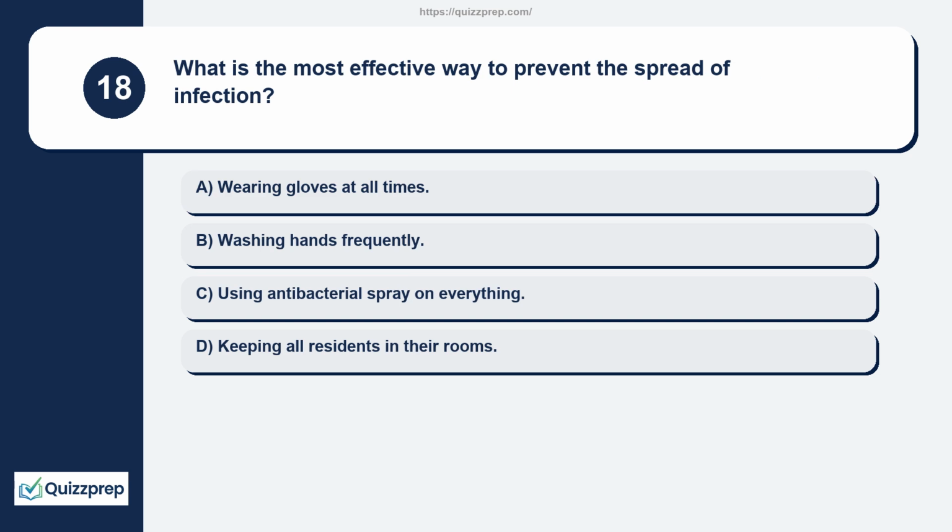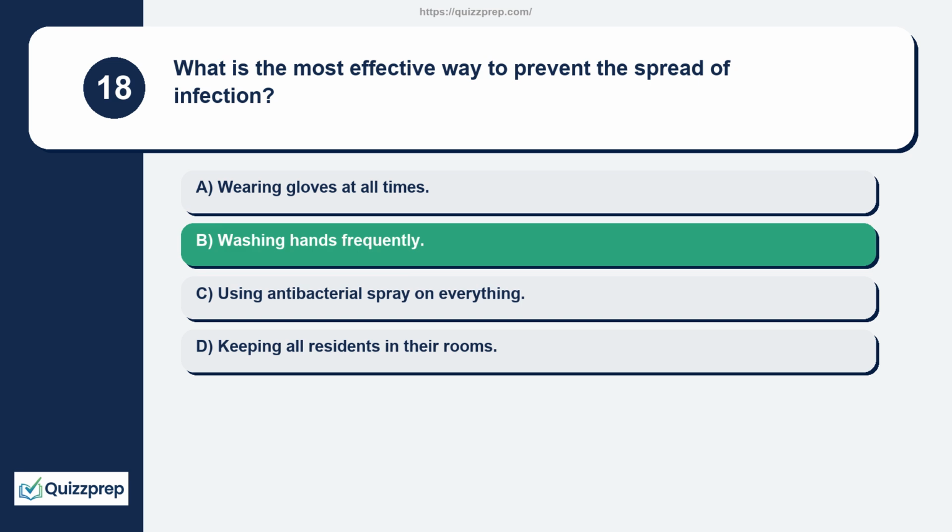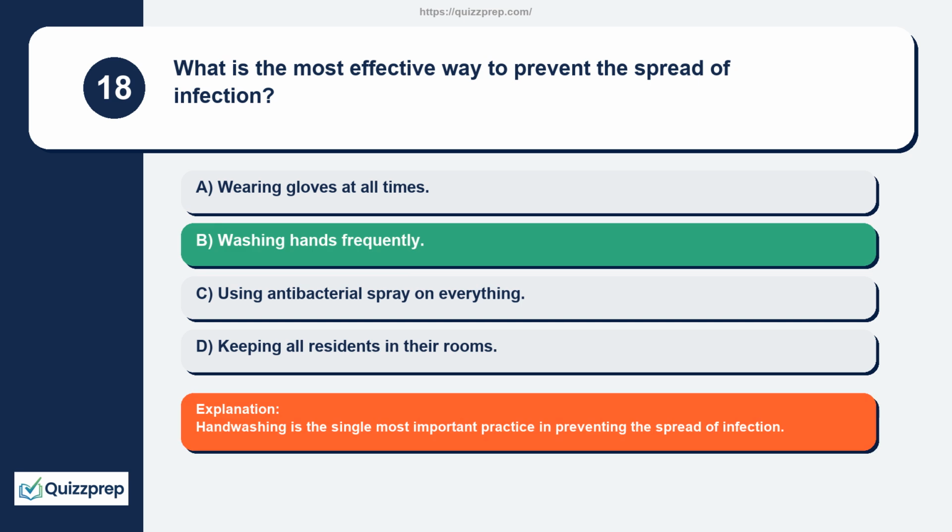Question 18. What is the most effective way to prevent the spread of infection? Wearing gloves at all times. Washing hands frequently. Using antibacterial spray on everything. Keeping all residents in their rooms. Hand washing is the single most important practice in preventing the spread of infection.